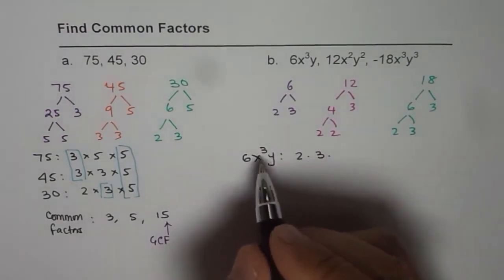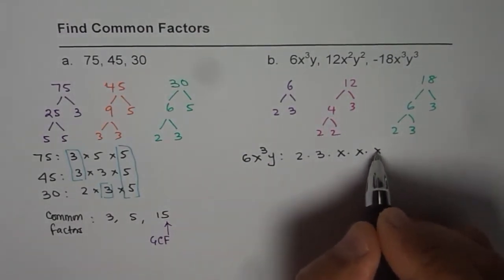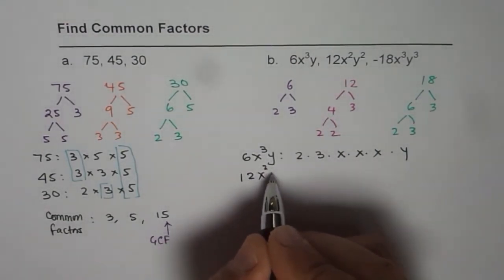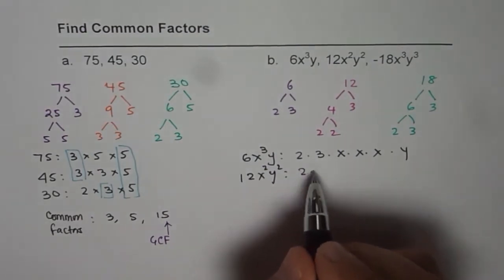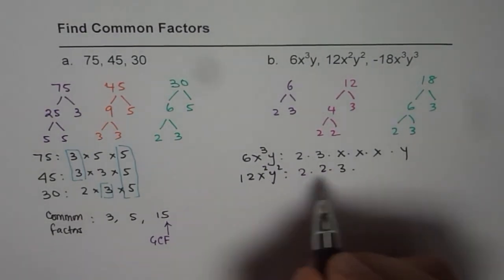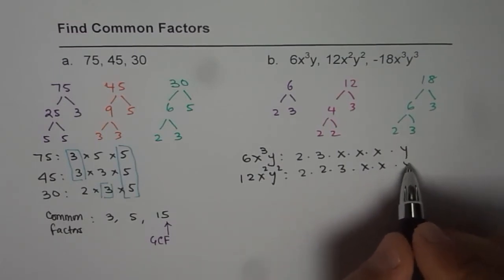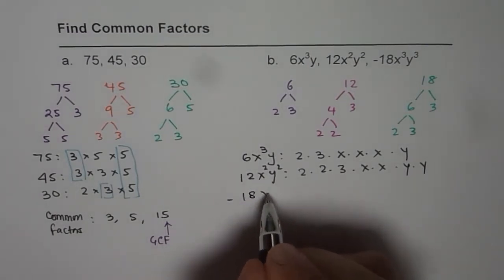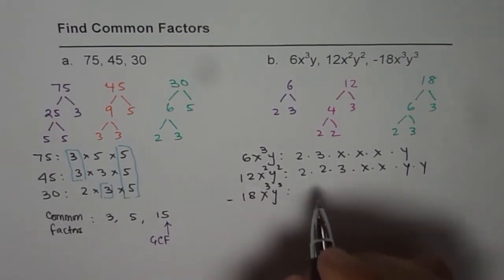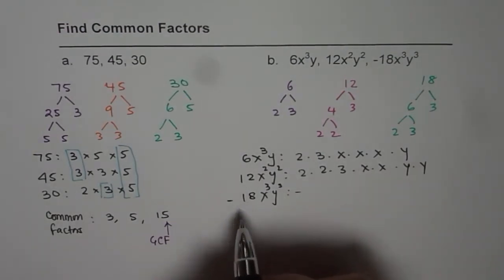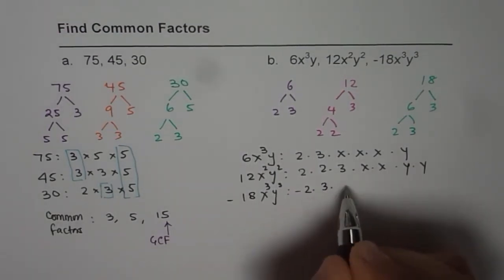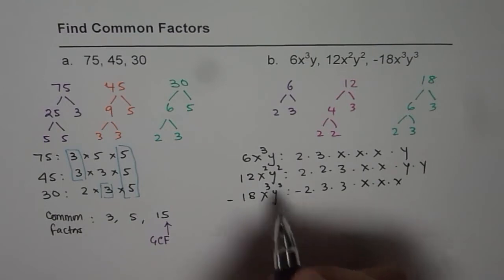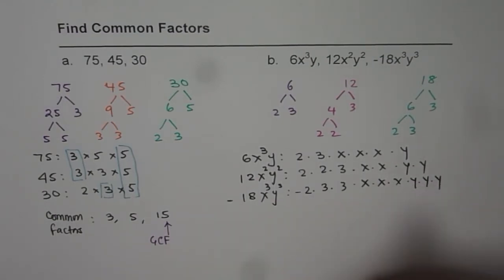times x. There are 3 x's, x cubed, x, x and x, and then we have y. Now for 12 x squared y squared, the factors are 2 times 2 times 3, then we have 2 x's, x times x and 2 y's. That's y squared. And for minus 18 x cubed y cubed, the factors are negative, minus 1. And for 18 we have 2 times 3 times 3, and then x cubed, that means x times x times x. Y cubed means y times y times y, right?